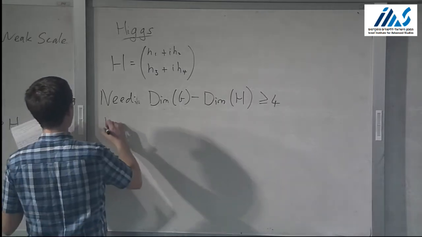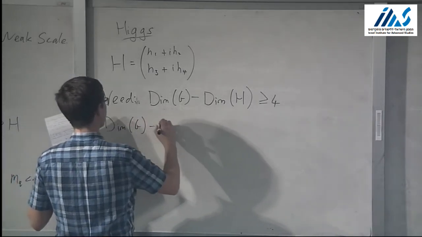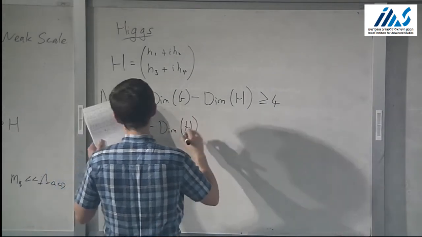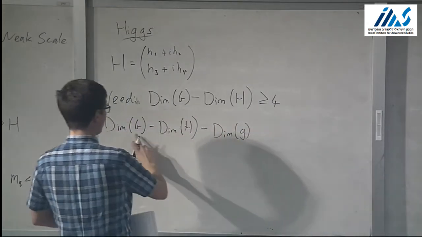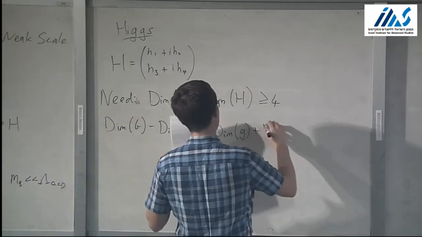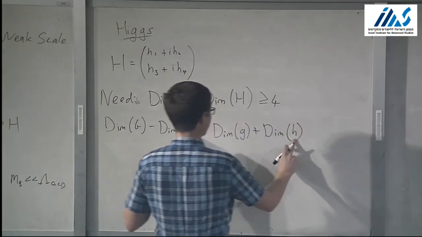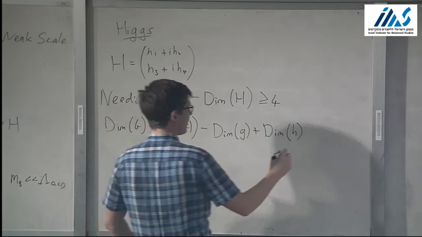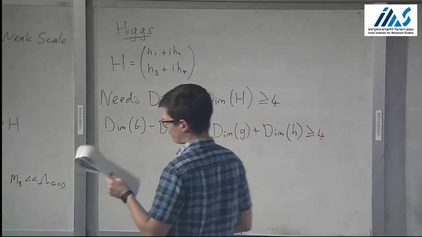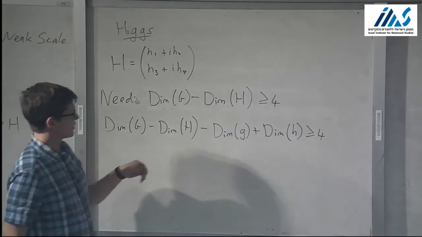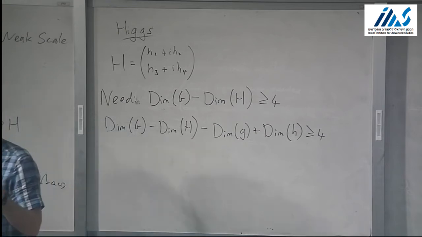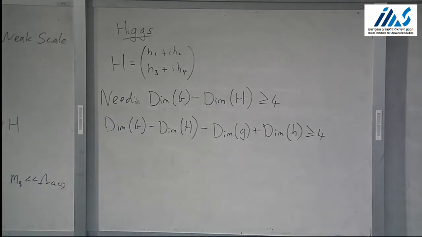So what we really need is that dim of G minus dim of H minus dim of little g, this is the gauged subgroup of big G, plus dim of little h, this is the gauged subgroup of big H, is greater than or equal to 4. So why do I say that? The reason is that if we spontaneously break a gauge symmetry, as we know, the Goldstone bosons will be there. They will be physical, but they will be eaten. We won't see them as massless degrees of freedom. We'll see them as the longitudinal component of a massive vector.